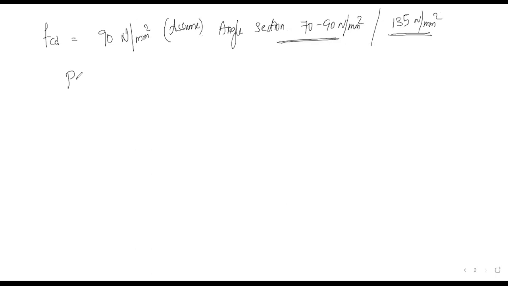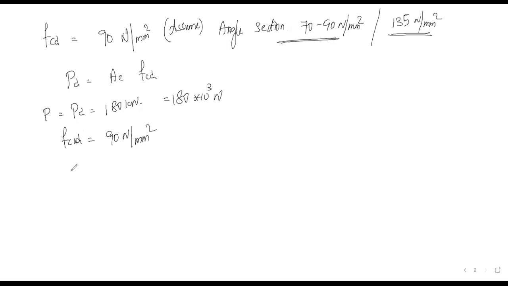We know one formula, that is Pd is equal to Ae into fcd. Here we assume P is equal to Pd is equal to 180 kilonewton, that is 180 into 10 cube Newton, and fcd is equal to 90 Newton per mm square. From this we calculate Ae required, which is P by fcd, that is 180 into 10 cube divided by 90. It gives us 2000 mm square. So this is the area required.